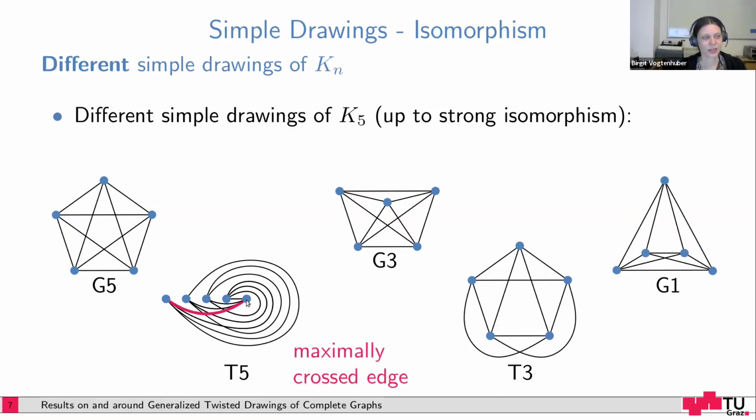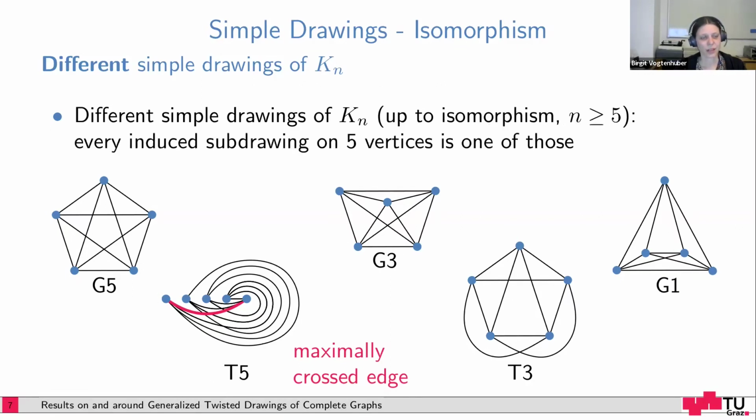T5 has another very interesting property. It has an edge that is crossed as much as possible, meaning that it is crossed by all edges that are not incident to any of its endpoints. And if we go for simple drawings of Kn, because every induced subdrawing on 5 vertices is a drawing of a K5, these subdrawings are all going to be one of those.